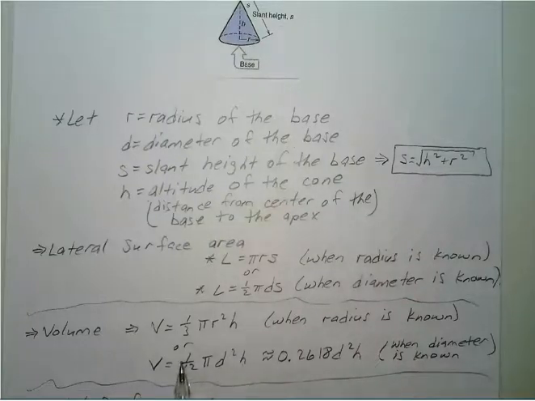Now, you can combine the 1/12 times pi and get this approximate value here, 0.2618 times the diameter squared times the height. Using either one of those is pretty much the same, depends on how precise you want your answer. So if you're rounding to the nearest whole number, tenth or hundredth, you can use this one. But if you want a more precise answer, just plug in pi and you'll get more decimal places. But in most cases, this will be just fine.